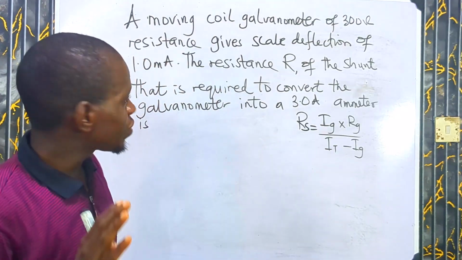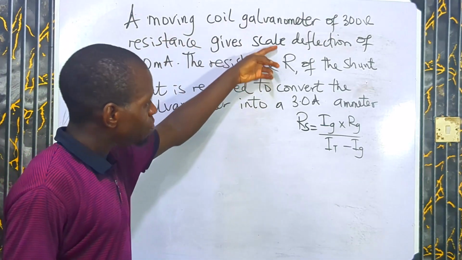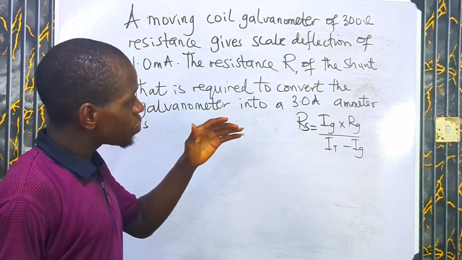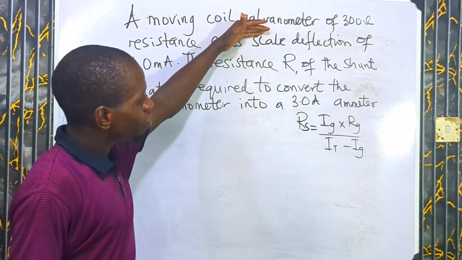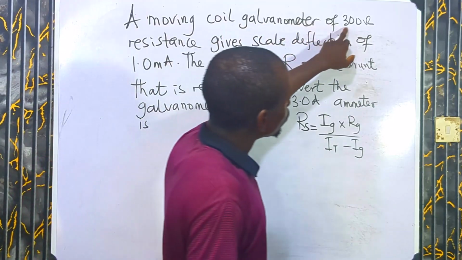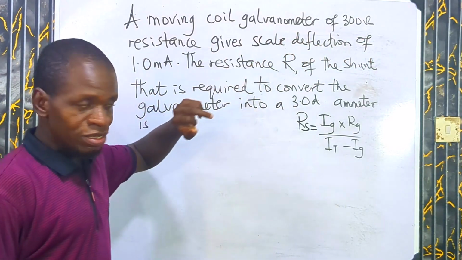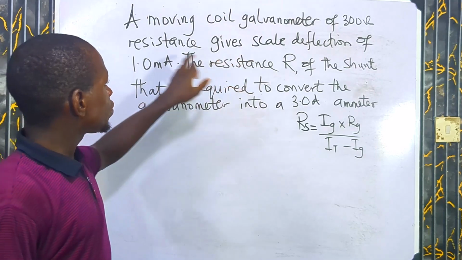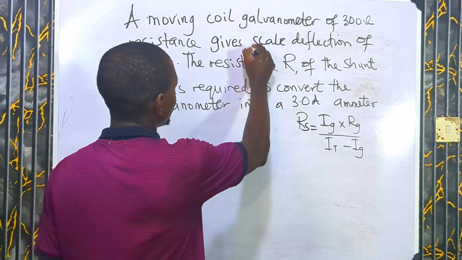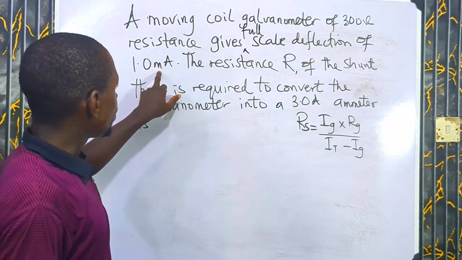All right, now let's consider this second question. This second question says that a moving coil galvanometer of 300 ohm. So 300 ohms is the resistance of the galvanometer. Take note of that. Remember that anytime you see something like a resistance after the galvanometer, that resistance is always the resistance of the galvanometer. 300 ohm resistance gives full scale deflection of 1.0 milliampere.